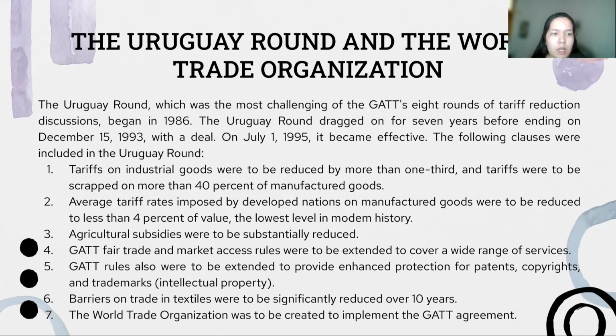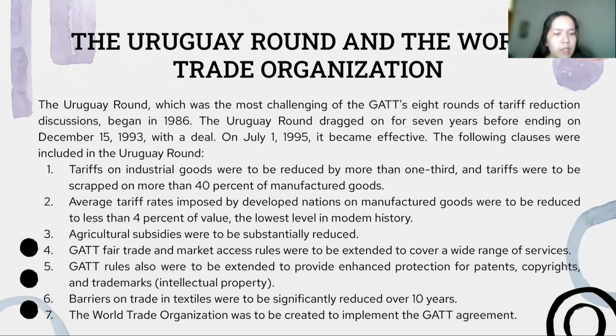The first one is tariffs on industrial goods were to be reduced by more than 1/3, and tariffs were to be scrapped on more than 40% of manufactured goods. The second one is average tariff rates imposed by developed nations on manufactured goods were to be reduced to less than 4% of value, the lowest level in modern history. The third one is agricultural subsidies were to be substantially reduced.